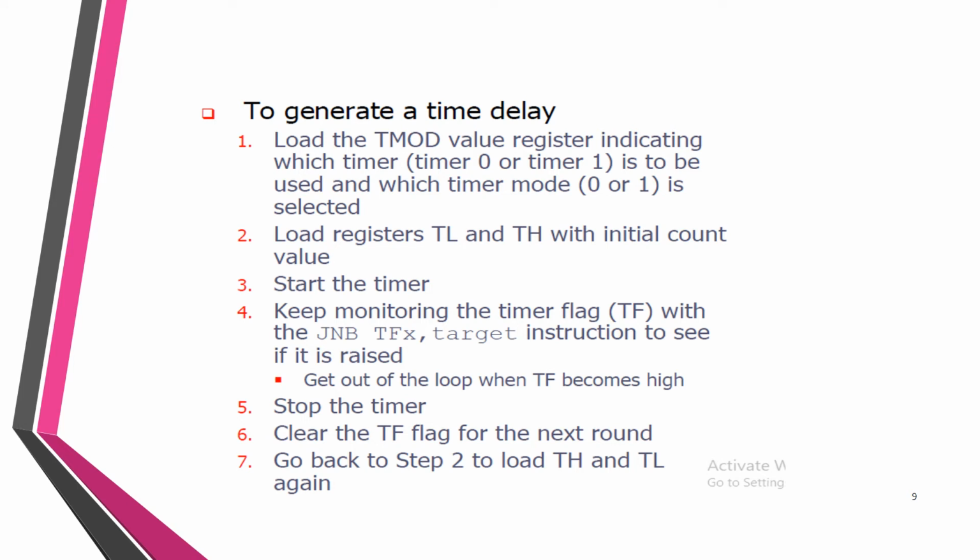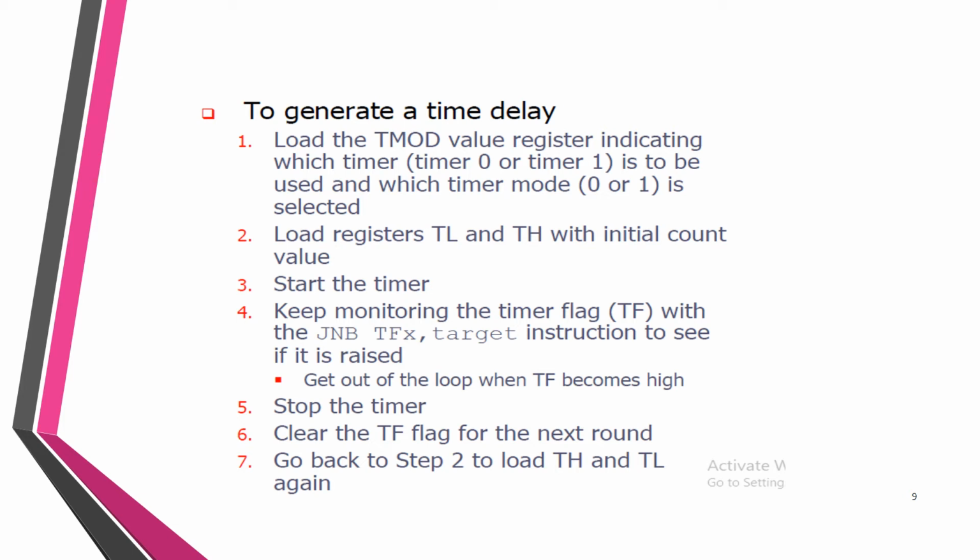Now, to generate a time delay, there is also one thumb rule. What exactly you have to do is load the TMOD register, indicating which timer, timer 0 or timer 1, is to be used and which timer mode, mode 0 or 1. Load registers TL and TH with the initial count value, start the timer, and keep monitoring the timer flag TF with JNB TFx, target, that means jump if bit not set.